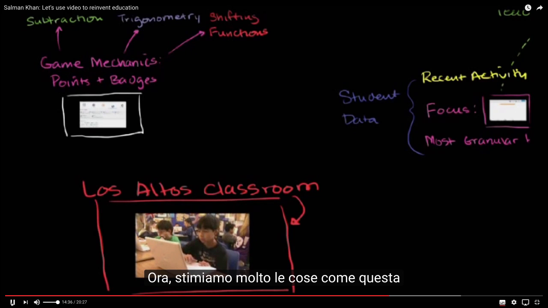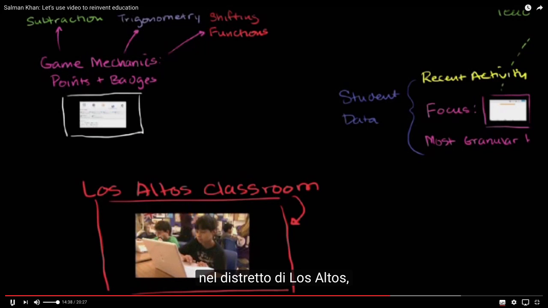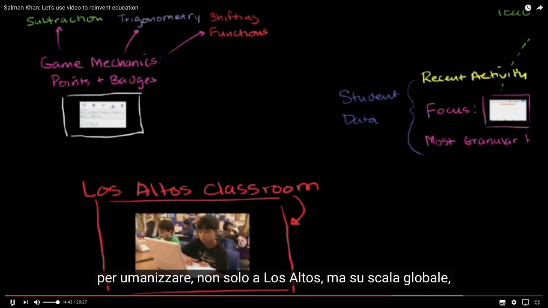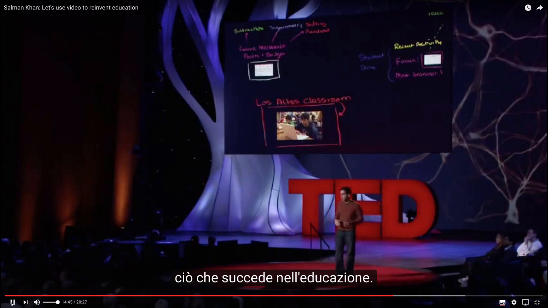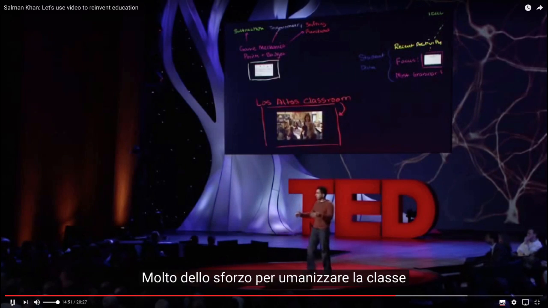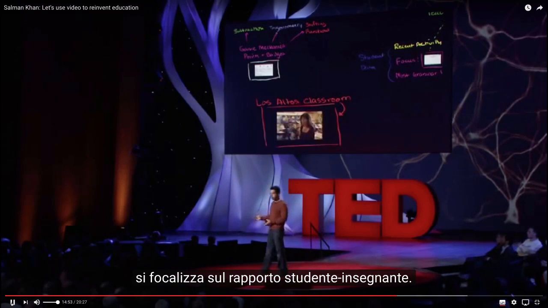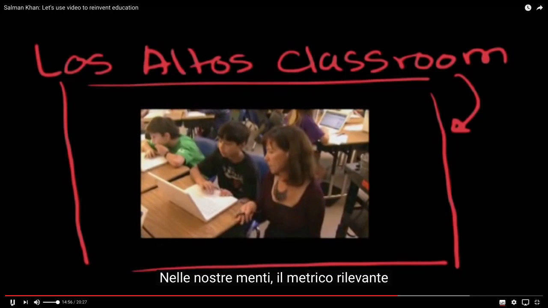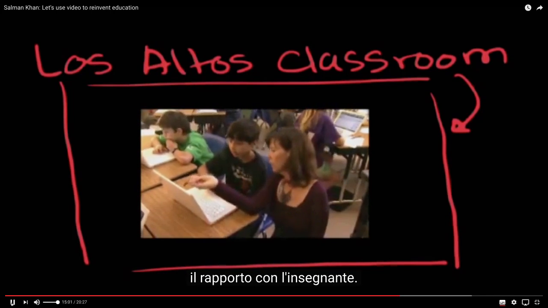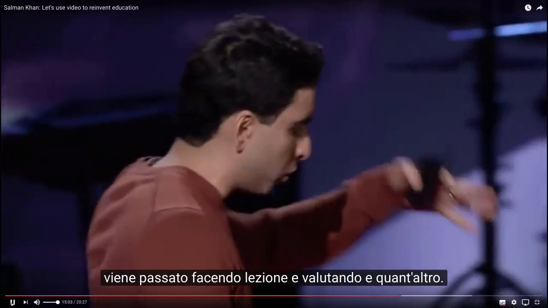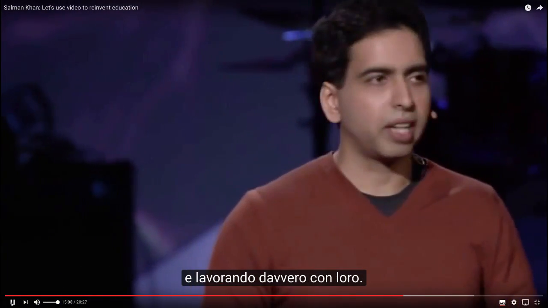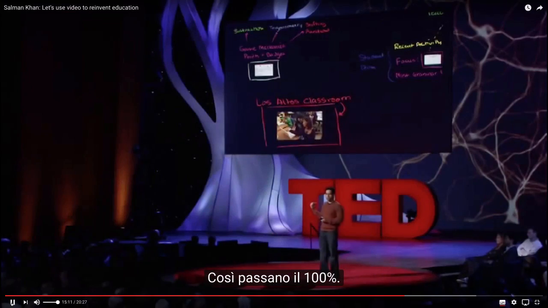Now, as valuable as something like this is in a district like Los Altos, our goal is to use technology to humanize what's happening in education, not just in Los Altos, but on a global scale. And that brings up an interesting point: a lot of the effort in humanizing the classroom is focused on student-to-teacher ratios. In our mind, the relevant metric is the ratio of students to valuable human time with the teacher. In a traditional model, most of the teacher's time is spent doing lectures and grading tests and whatnot. Maybe 5% of their time is actually spent sitting next to students and working with them. Now 100% of their time is.